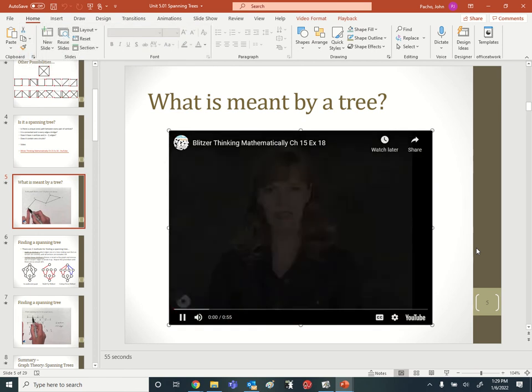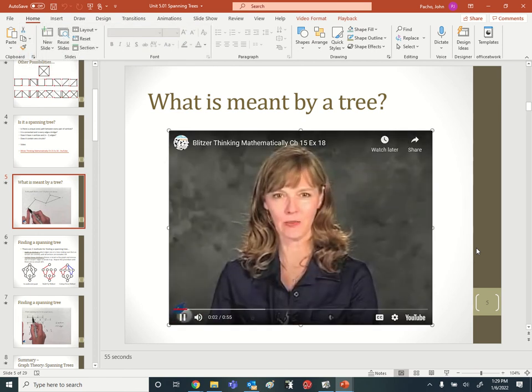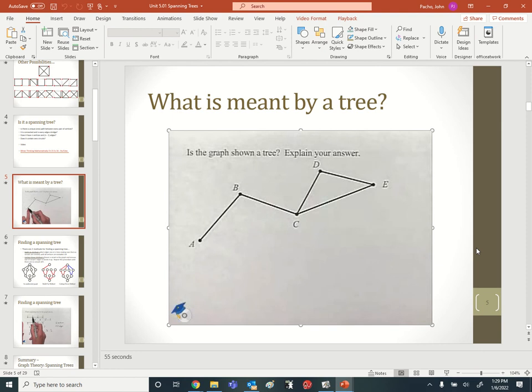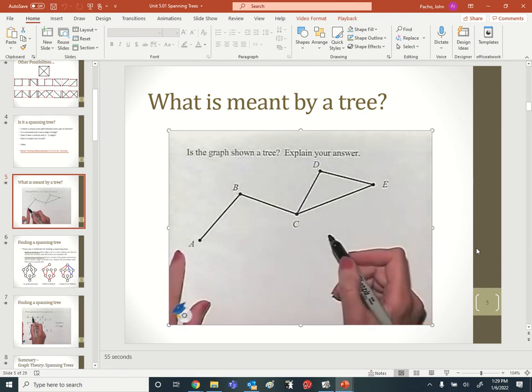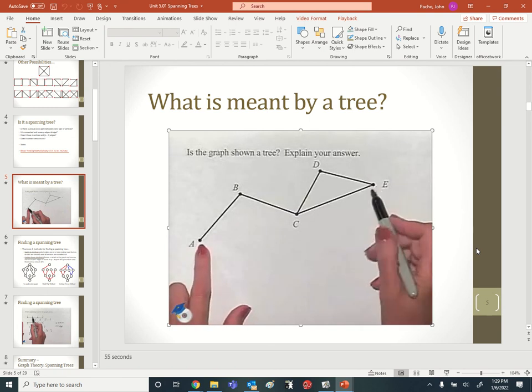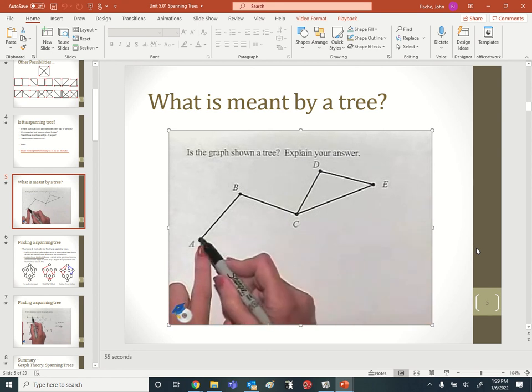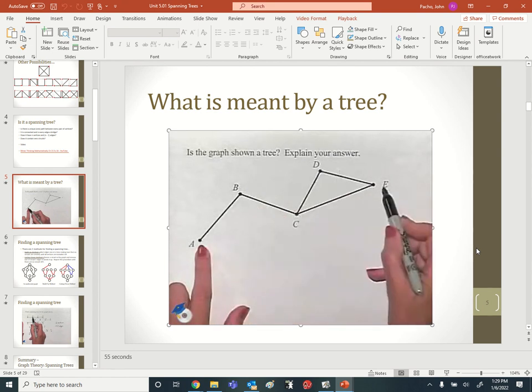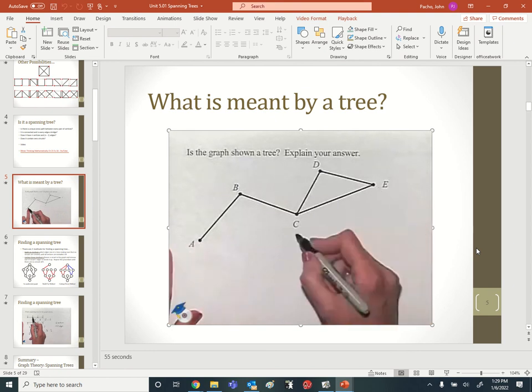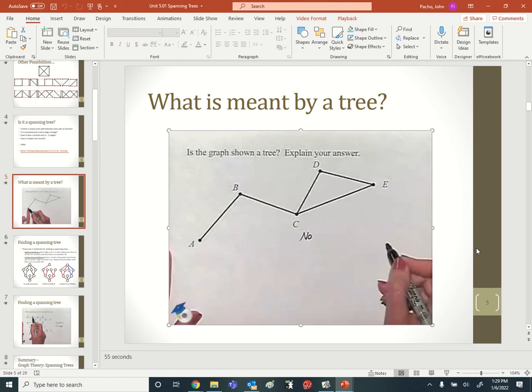Better. Now, what is meant by a tree? Let's see that in our next problem. Is the graph shown a tree? Explain your answer. We see that we have five vertices labeled A through E. In order for this to be a tree, there has to be one and only one path between any two vertices. So for instance, if I'm going to go from A to E, notice that I can go B, C, E, or as an alternative, I could go B, C, D, E. So I can see that there are two paths from A to E. And because of that reason, we can say, no, this is not going to be a tree.